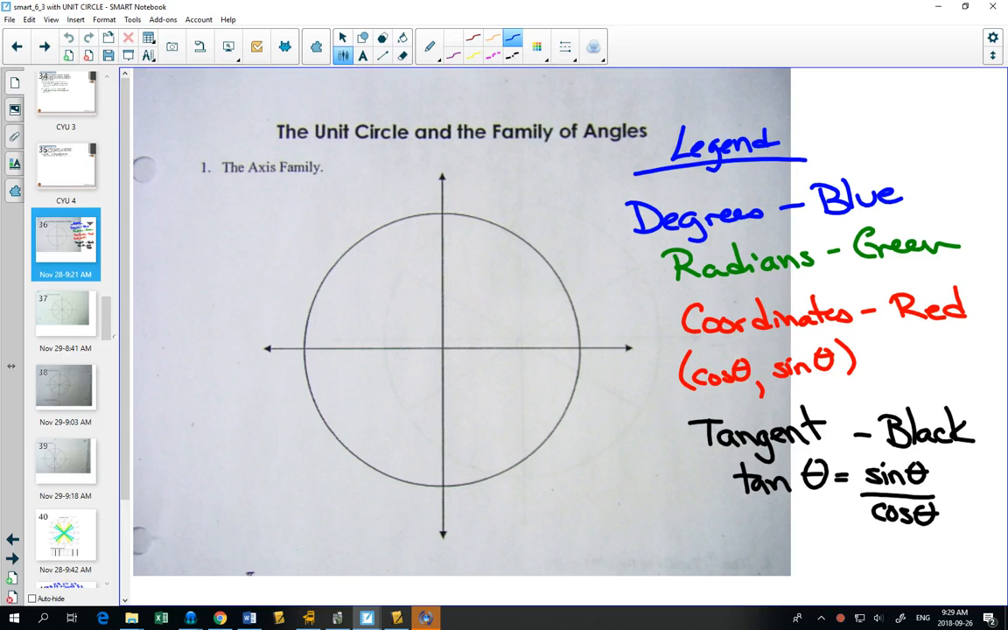What we are going to do is pick different spots on the unit circle here and label each of these four things. The degrees, we'll start here. If this is 0 degrees, does it make sense that this is 90 degrees up here? 180, 270, and 0 can also be 360 degrees.